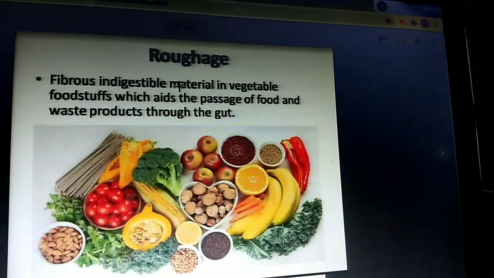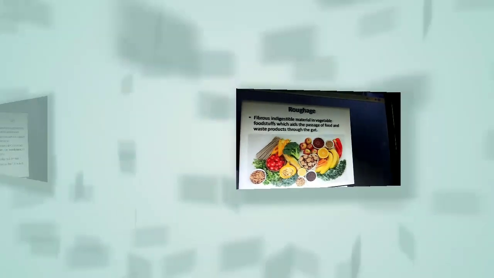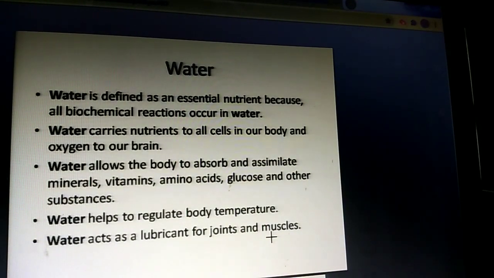So the roughage or fibrous indigestible food material is present in these food materials. These are the examples: apple, banana, carrot, capsicum, broccoli, some seeds, almonds, papaya. These are all rich in roughage, that is fibrous food, which helps in proper digestion, bowel movement of the food, relieves us from constipation problem, and helps in easy digestion of the foodstuffs.